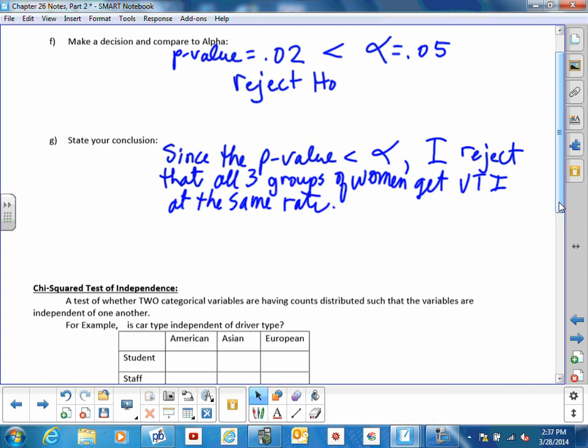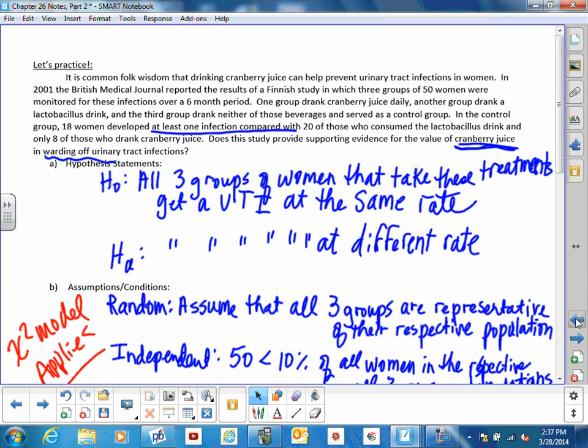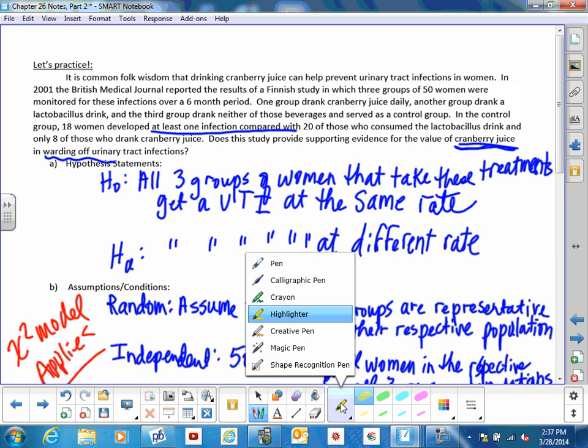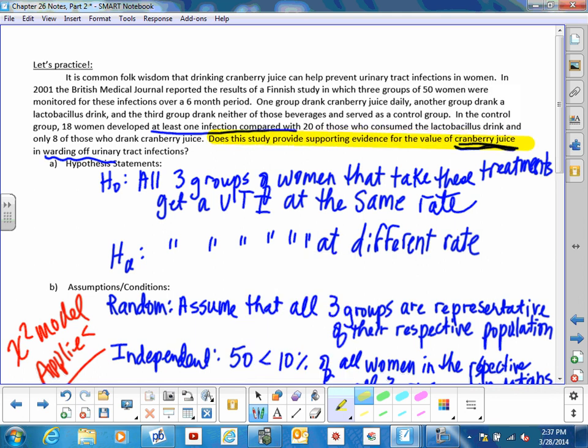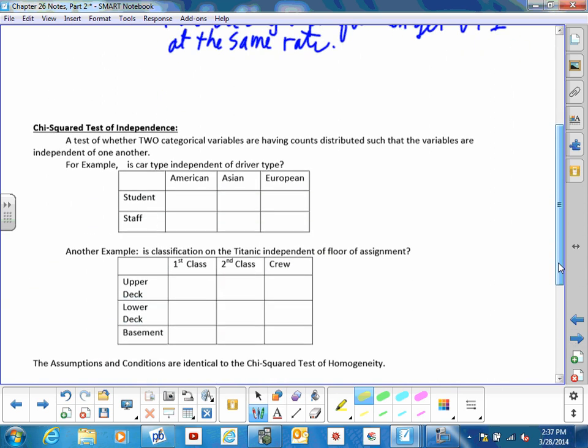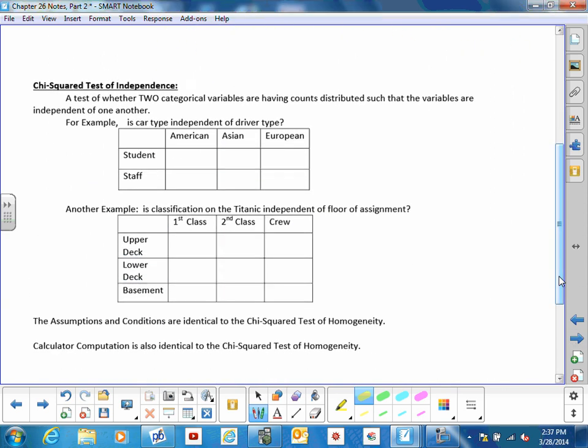Now, at this time, I would go look at the question and make sure I answer this specific question, which is this. Does this study provide supporting evidence for the value of cranberry juice in warding off urinary tract infections? I have not shown you how you can specifically look at the cranberry juice component, and so I'm going to do that now. Yes. Could you categorize this as the A, B, C, D, E, F, G model? No, this is a chi-squared of homogeneity model. All right, so turn the next page and you see this. We're going to skip this until Monday.